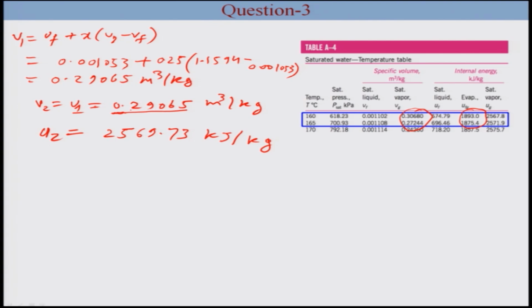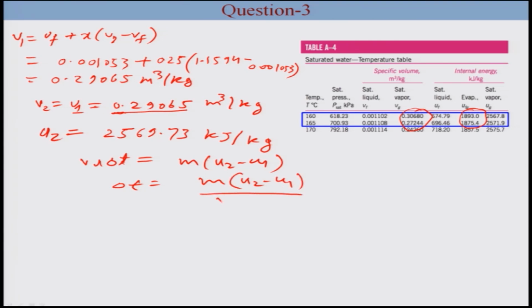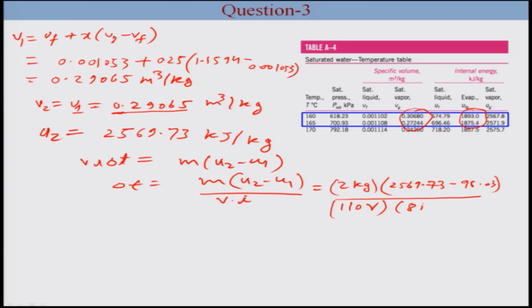So after plugging these values into the energy balance, which is VI delta t equal to mass times change in internal energy, delta t will be equal to m (U2 minus U1) upon V into I. After putting in these values, m is 2 kg, it is given, U2 is 2569.73 minus 980.03, upon 110 volt into 8 ampere.